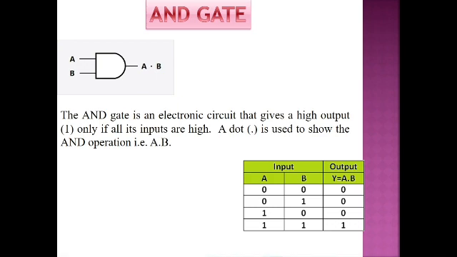AND gate. It is an electronic circuit that gives a high output, that is 1, only if all its inputs are high. A dot is used to show the AND operation. It is read as A and B. From the truth table, the last row shows that if both the inputs are 1, the output is 1. In all other cases, the output is 0.